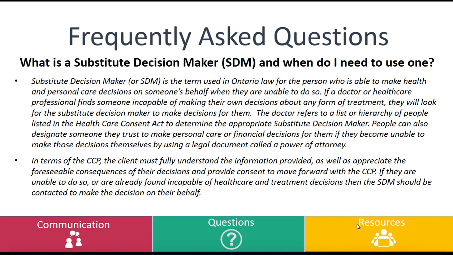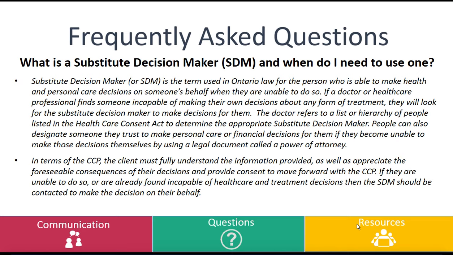The doctor refers to the hierarchy of people listed in the Healthcare Consent Act to determine the appropriate substitute decision maker. The SDM is the highest ranking person on the list who is available, capable, and willing to make treatment decisions for you. People can also designate someone they trust to make personal care or financial decisions for them if they become unable to make those decisions themselves. They can do this using a legal document called the Power of Attorney.